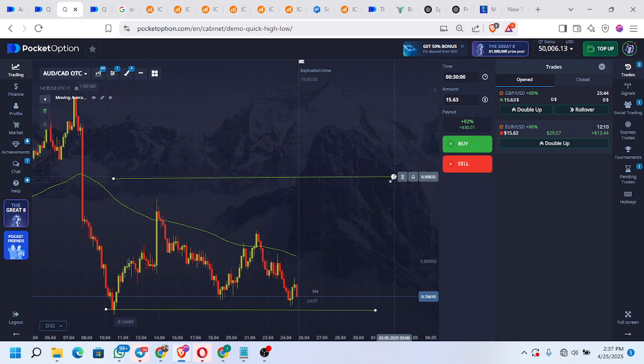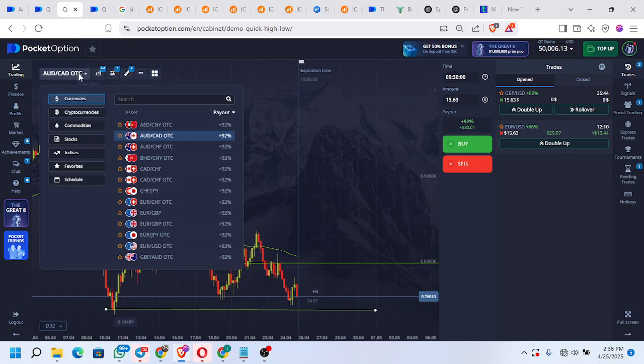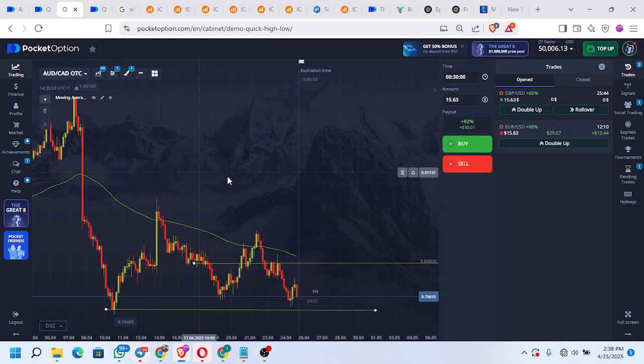Okay, so you could see the most recent rejection of that level. Now, if I'm trading this pair, I need to come back to the chart section and see what's going on there. But for the meantime, let's do analysis here. Okay, guys.